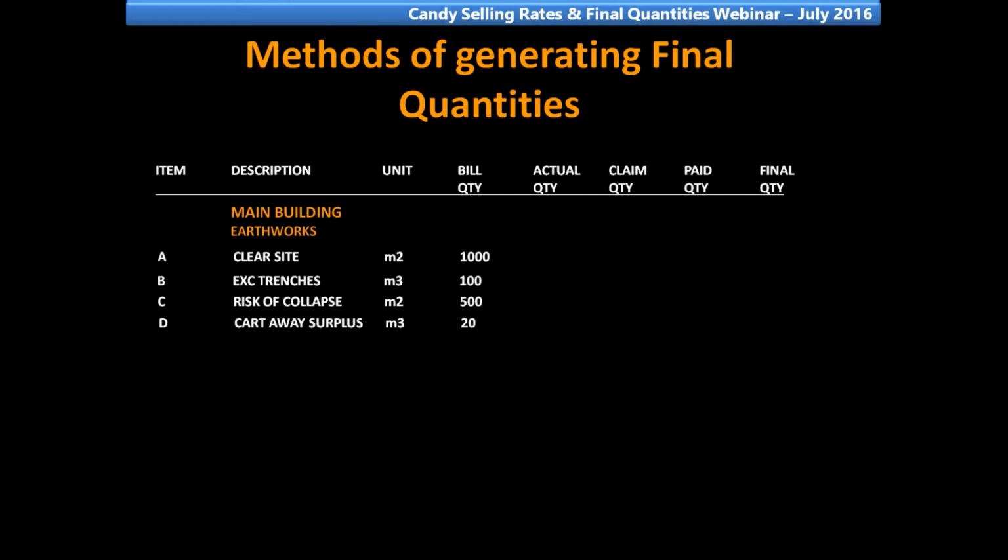Bill items: clear site, excavate trench, risk of collapse, cut away. And every item has bill quantities. When the job reaches post-tender, we copy the bill quantity into the final quantity column. Any remeasure, we do not change the bill quantity, but we remeasure and put adjustments under the final quantity.